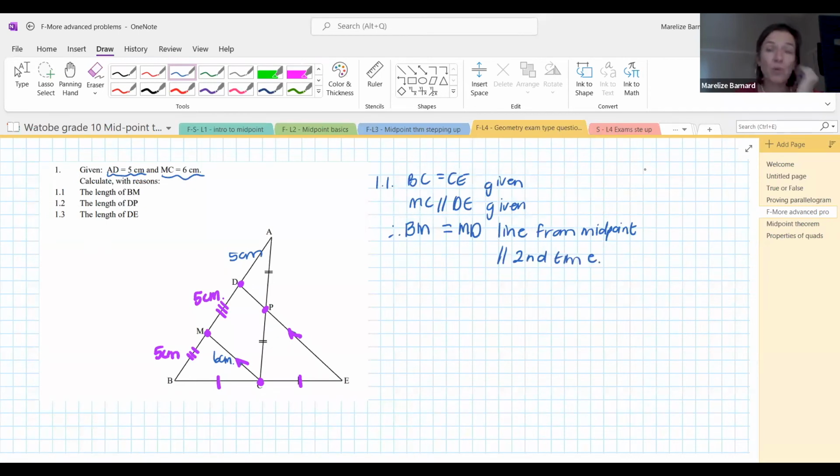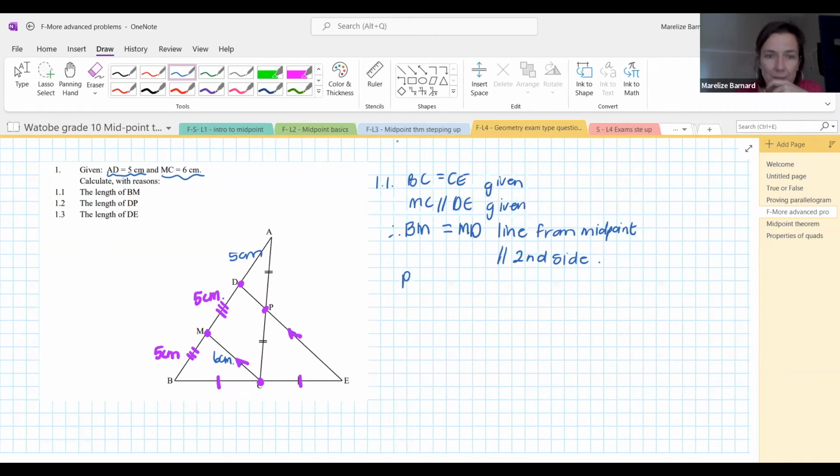Okay, line from midpoint parallel to second side. And by the way, you can use converse midpoint theorem. I've actually confirmed that the other day with someone. Converse midpoint theorem is perfectly fine. Okay, so we've got that, and then we go to the other triangle.